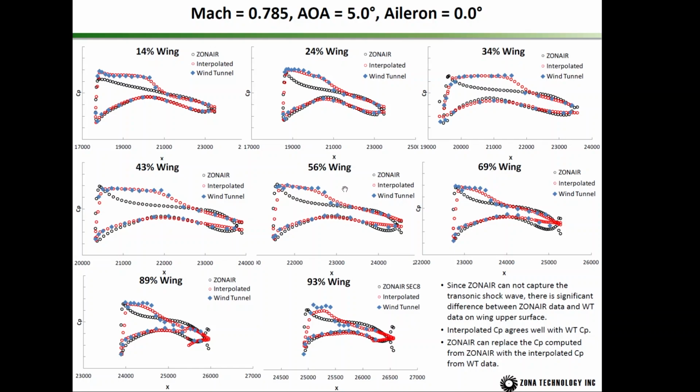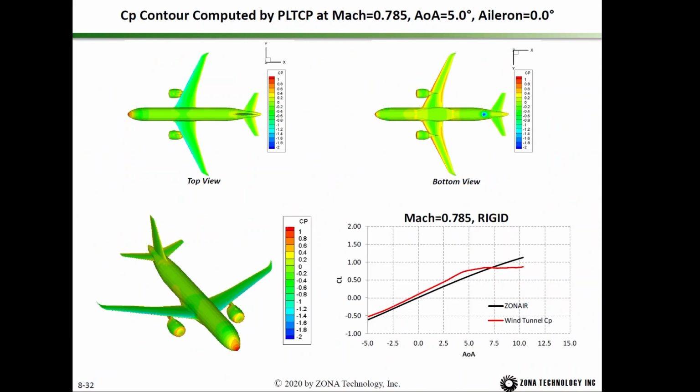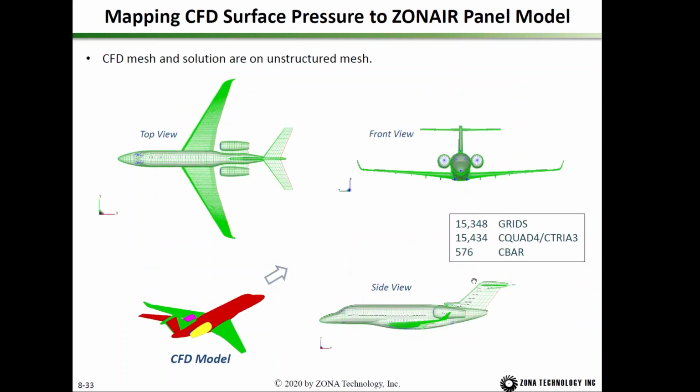However, if you look at the interpolated CP on the ZONAIR panel model, it agrees well with the wind tunnel measured CP, and you can also integrate the CP to give you the CL, shown by the red line, and the black line is the ZONAIR computed CL.